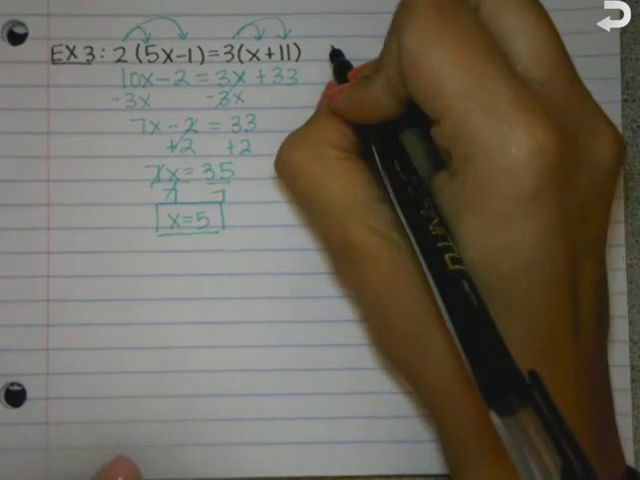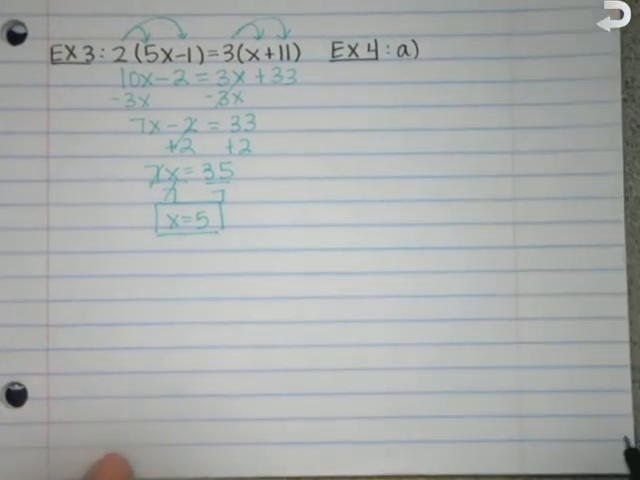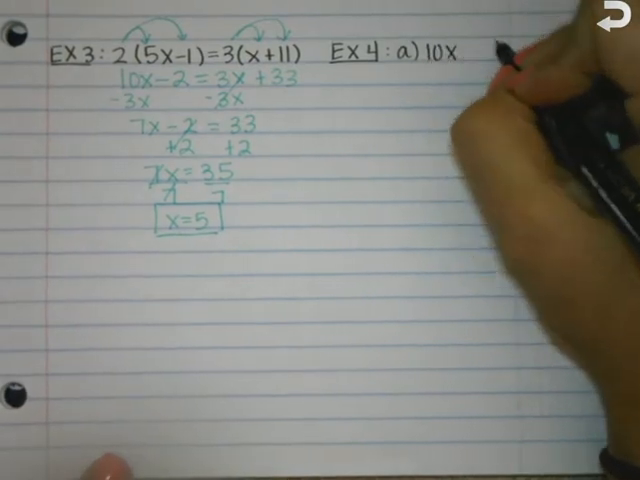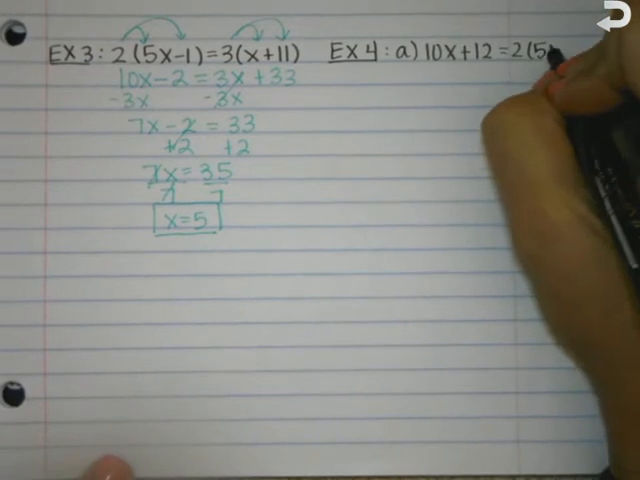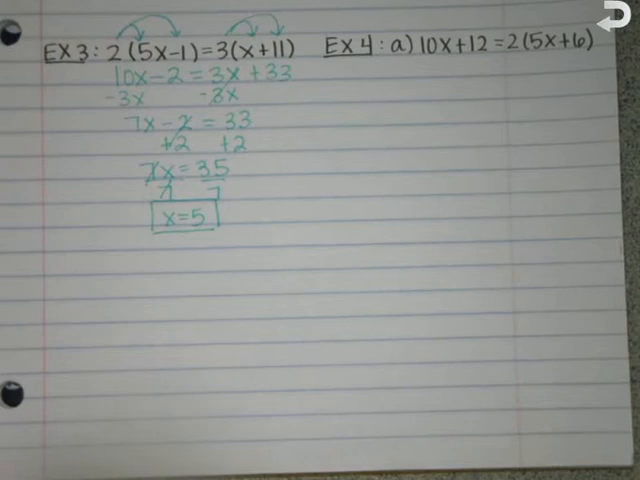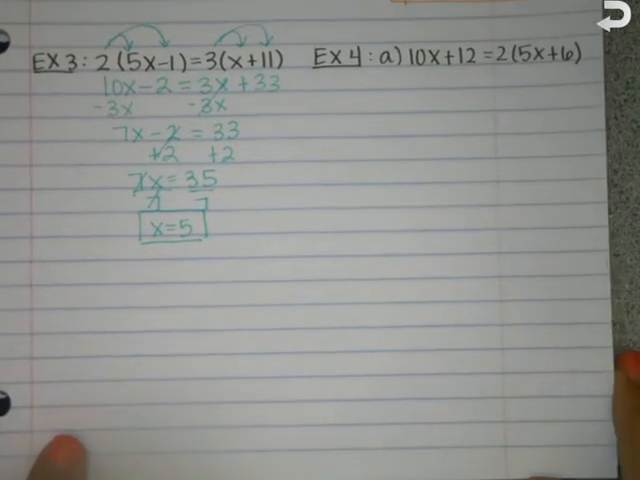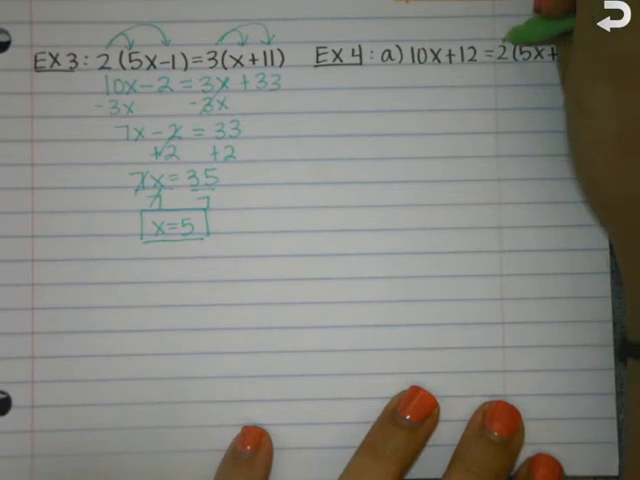So example 4, part A. 10x plus 12 equals 2 times 5x plus 6. This is similar to the one we just did. Okay, so 10x plus 12 equals 2 times 5x plus 6. What would you guys do first? Distribute the 2. Okay, so let's do that.